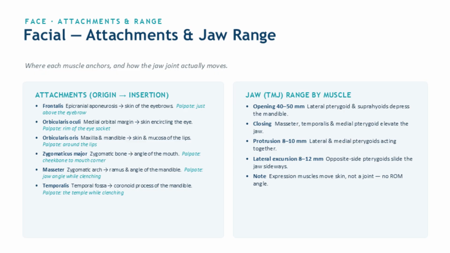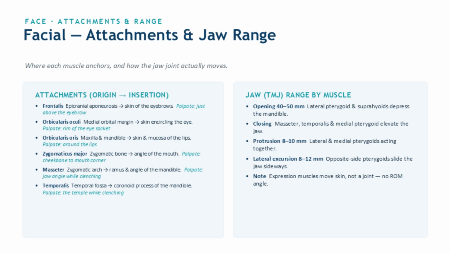Facial attachments and jaw range. Understanding where muscles originate and insert helps explain how movement occurs. Facial expression muscles generally move the skin rather than a joint. In contrast, the muscles of mastication act on the temporomandibular joint, commonly known as the TMJ. The jaw is capable of opening, closing, protruding, retracting, and moving side to side. These movements are essential for speaking, chewing, and swallowing.